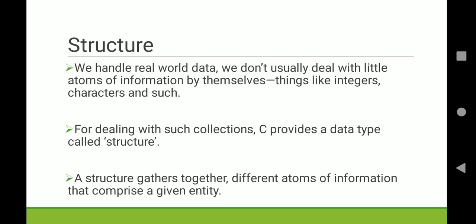We have studied many data types like integers, characters, floating point, double, etc. So sometimes if we want to declare a real world entity or a real world object, these kinds of data types may be insufficient. So to deal with such collections, C language provides a data type called structure. So the structure can gather together different atoms of information into a single entity.